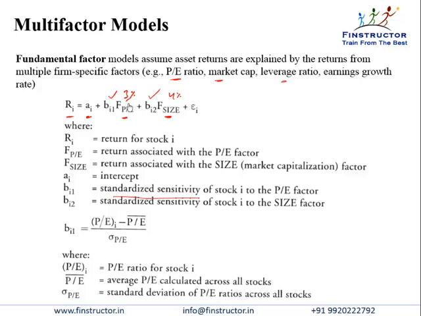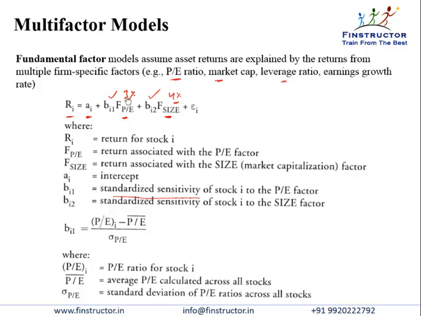Now, before I apply a 3% return associated with the PE factor, I will first have to decide whether my company is a small company or not. We made a general statement that 4% is what small companies give over big companies. 3% is what low P by E companies give over and above high P by E companies.